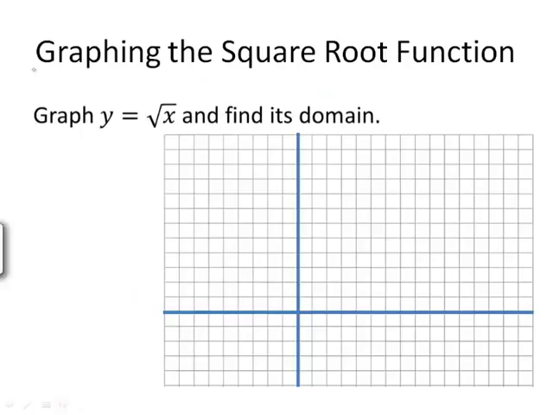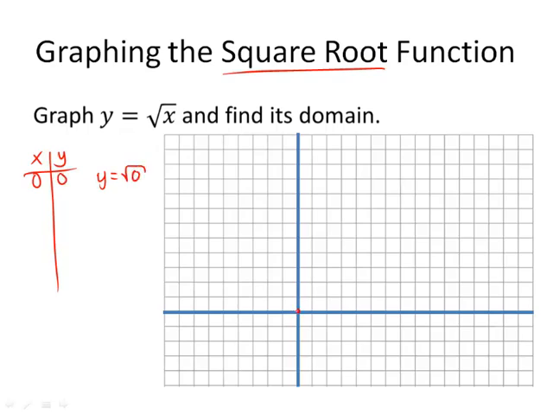Let's take a look at how to graph a square root function. So, let's just begin by plotting some points. Quite often we start with 0, so let's start with 0. That means that y should be the root of 0. The root of 0 is 0, so (0, 0) is a point. Let's continue. Often we choose 1. That would mean that y would be the root of 1, which is 1. So you have (1, 1) as another point.